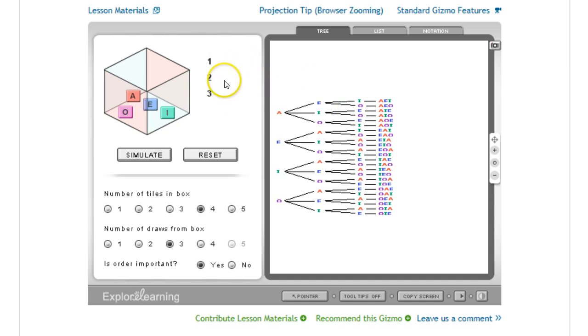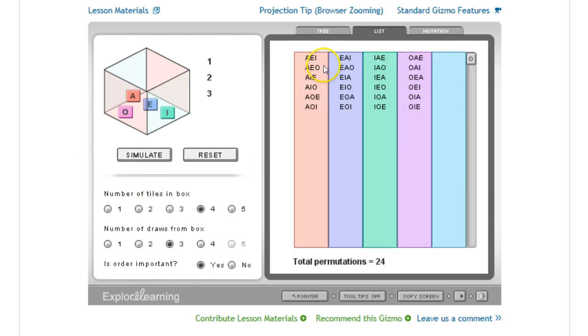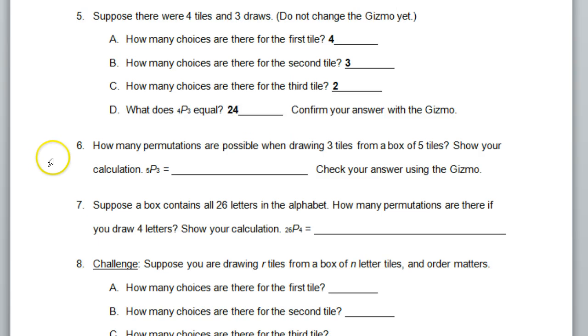So that's 4, 3, and 2. And if I look at the total number of permutations given to me, there are 24 in total. So when filling in my data, I have 4 choices for the first tile, 3 choices for the second, 2 choices for the third, and a total of 24 possible permutations.